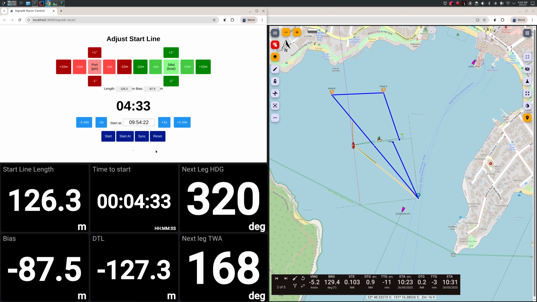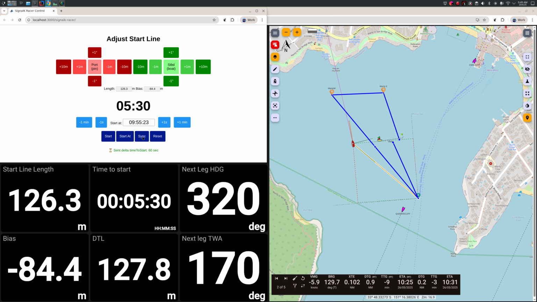We have the normal sort of adjustments where I can just add a second, or I can add a minute, I can sync it to the nearest minute. Fairly standard sort of timer stuff.